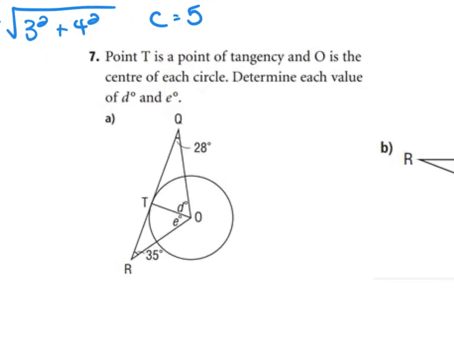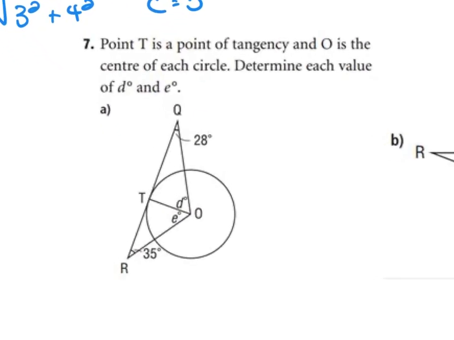Number 7, point T is point of tangency, okay. O is the center. Determine each value of D degrees and E degrees. So we're trying to find two missing angles, and I see them there. Okay, well, if T is a point of tangency, that means that I have a 90-degree angle there and a 90-degree angle there. And then I can just look at my two triangles separately.